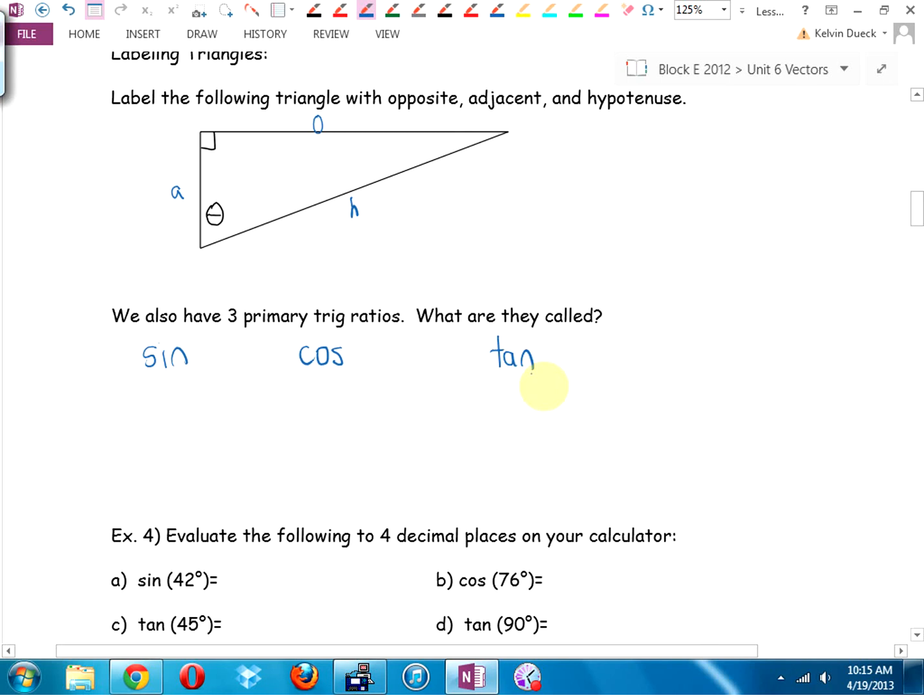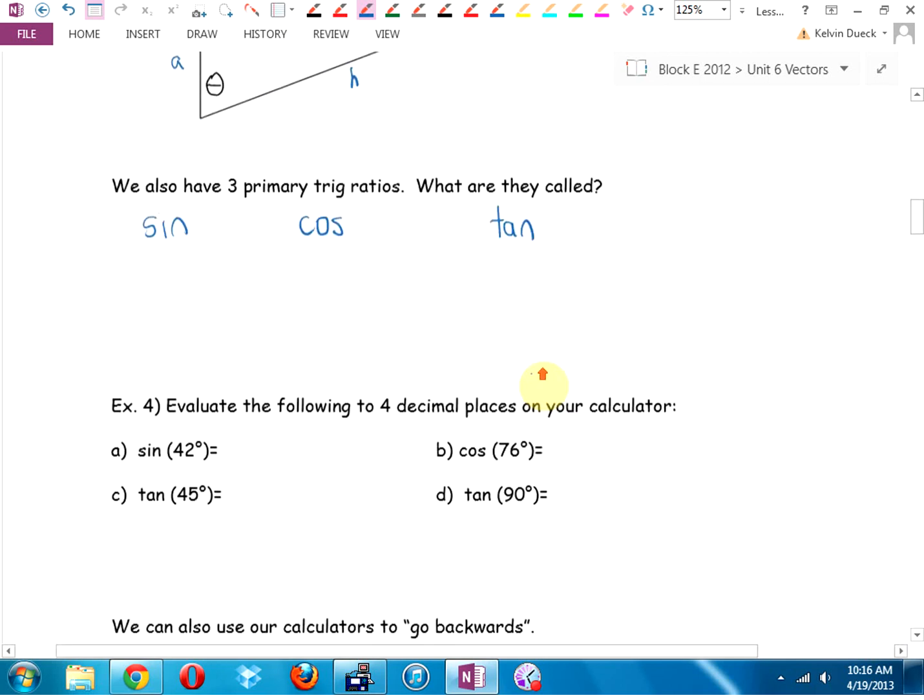Mr. Dueck, you said 3 primary trig ratios. Are there other ones? Yep. There's secant, cosecant, and cotangent, which if you take Math 12, you'll learn about. Or it might be part of Math 11 now. Is it part of the new Math 11 curriculum? Have you guys done secant, cosecant, and cotangent? You haven't gotten to trig yet? Okay, there you go.